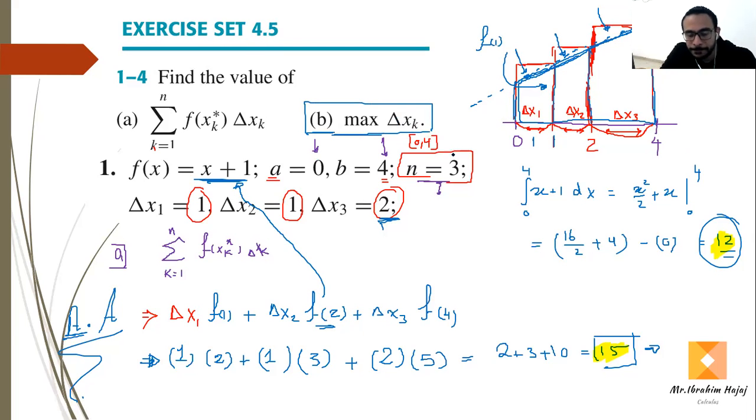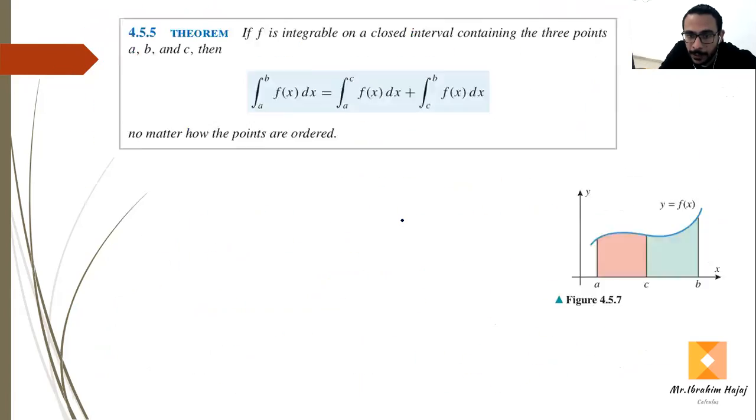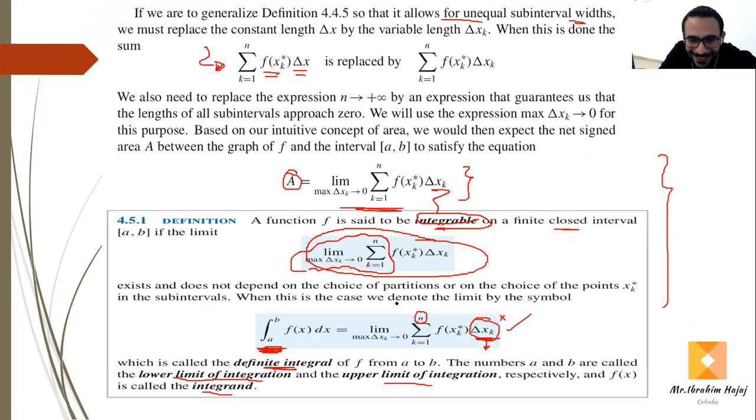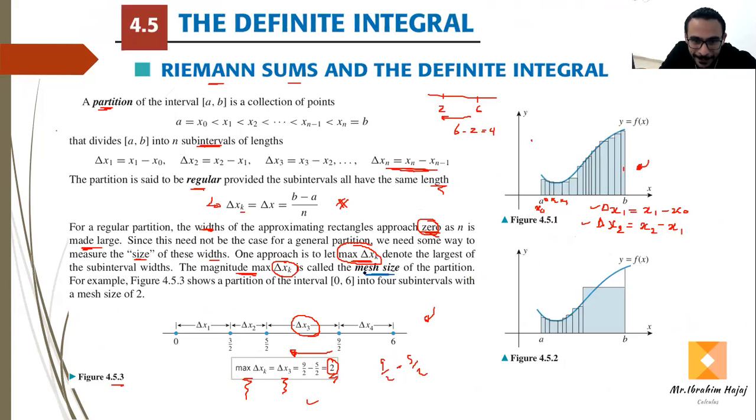What is max delta x sub k? It is not the distance, guys. It is what we said at the very beginning: the largest delta x, the mesh. Do we want the limit of max delta x sub k? No, we just want the max, which is the mesh. Yes, the largest delta x. Let max delta x sub k be the largest subinterval, and the magnitude of delta x sub k is called the mesh size of the partition.